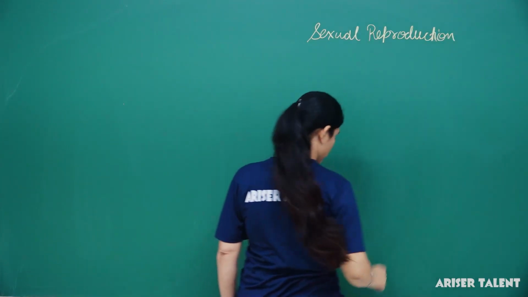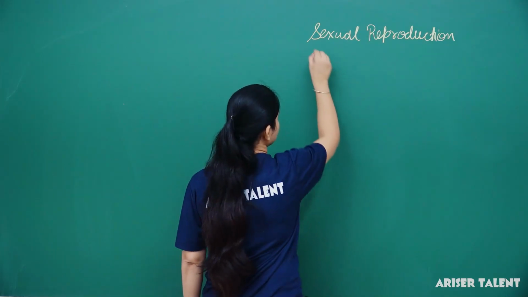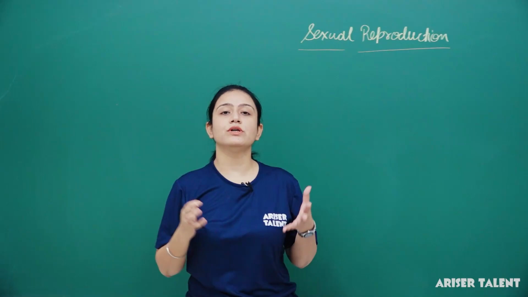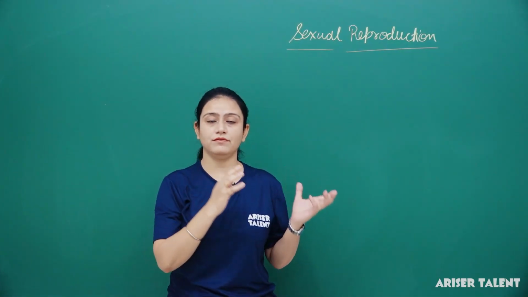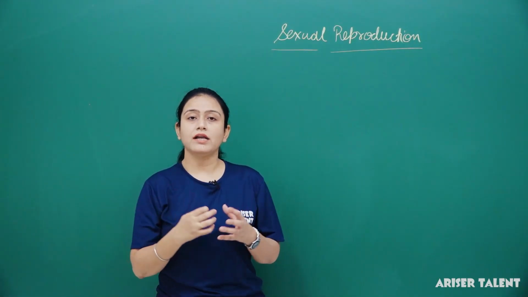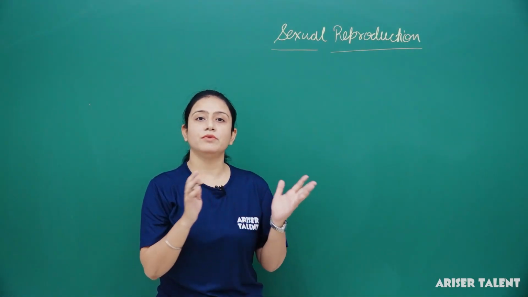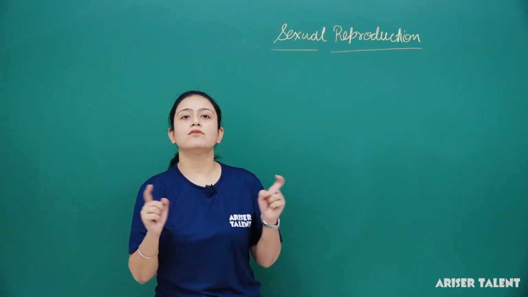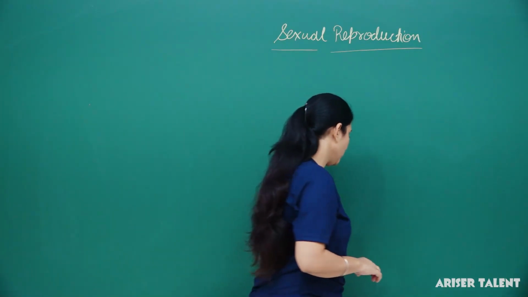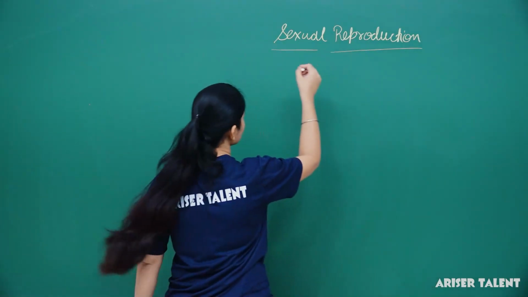Okay, what is sexual reproduction? Sexual reproduction means the type of reproduction or the process in which two different types of sex, means male sex and female sex, are involved. Okay, and thus we can say that they are from different parents. So let me write sexual reproduction.